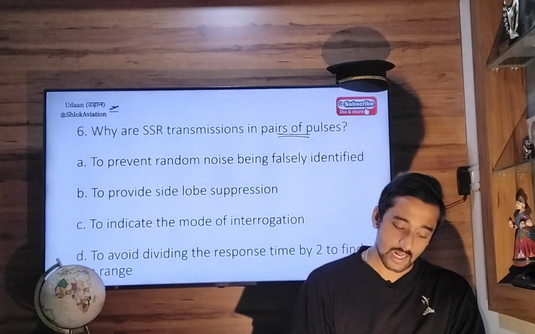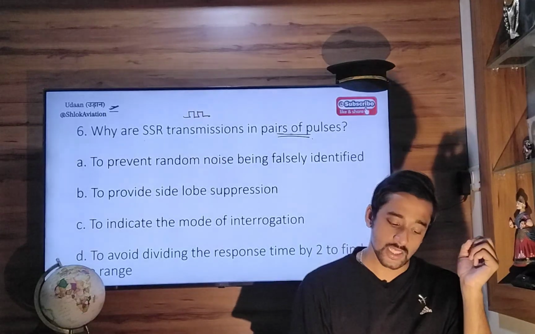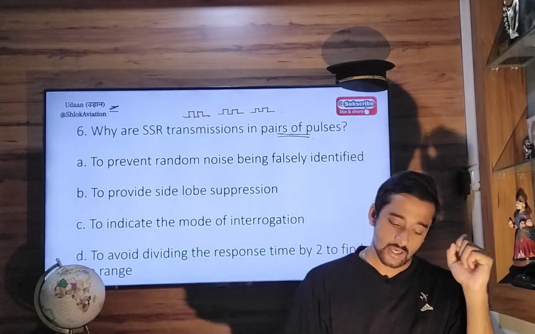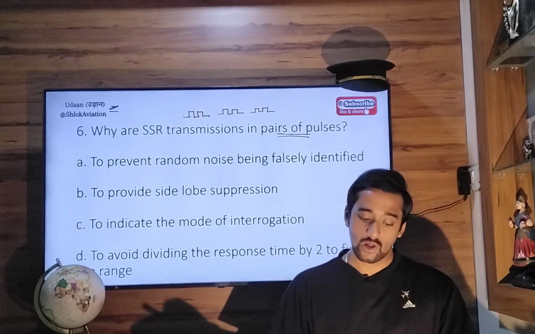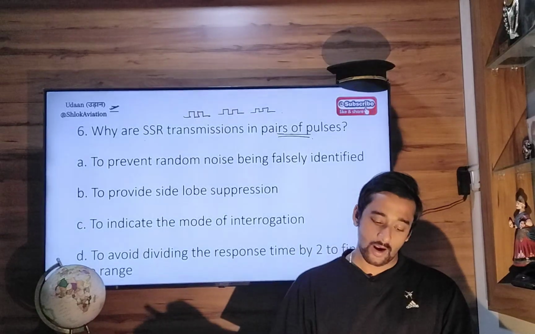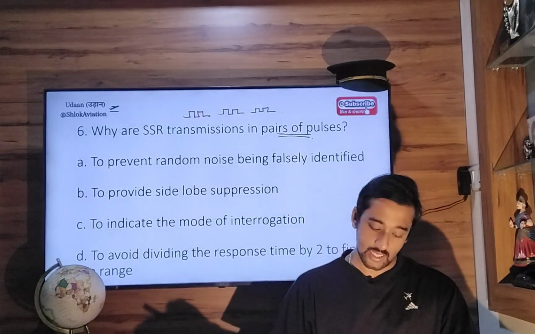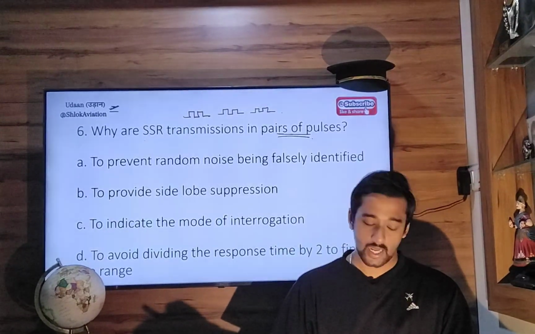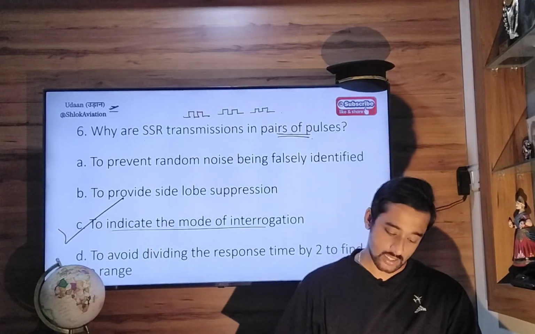Next, question 6. Why are SSR transmissions in pairs of pulses? Right? So it transmits radio energy in the form of pulses. Pulses are nothing but bursts of energy, packets of energy. So to prevent random noise being falsely identified, to provide side lobe suppression, to indicate the mode of interrogation, to avoid dividing the response time by 2 to find out the range. So the correct option here is Charlie, to indicate the mode of interrogation.